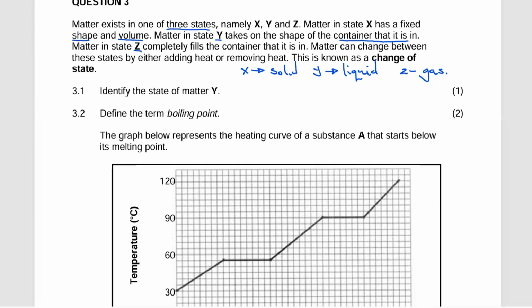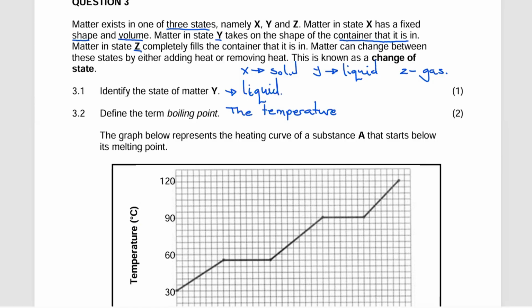Then 3.1 asks us to identify the state of Y. We've already alluded above that it is going to be a liquid. So the state of Y is a liquid. Then we've been asked to define the term boiling point. That's question 3.2. If you look at your marking guide, the definition should start with the term temperature. If you don't start with the term the temperature, then you are wrong.